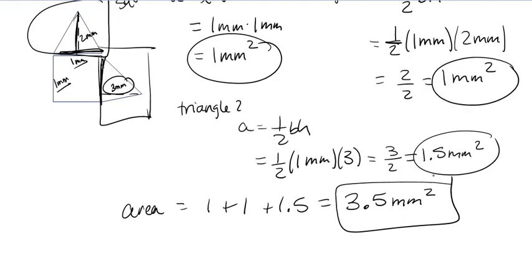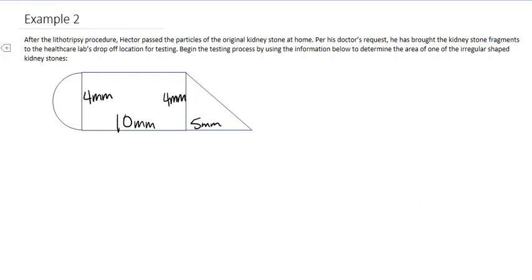So let's look at another example. After the lithotripsy procedure, Hector passed the particles of the original kidney stone at home. Per his doctor's request, he has brought the kidney stone fragments to the healthcare lab's drop-off location for testing. Begin the testing process by using the information below to determine the area of the irregular shaped kidney stone. And so in this example, you can see that we have 3 different kinds of shapes. We have a half circle, we have a rectangle, and we have a triangle. So we will need to find the areas of these 3 different shapes, and then we'll add them all together.